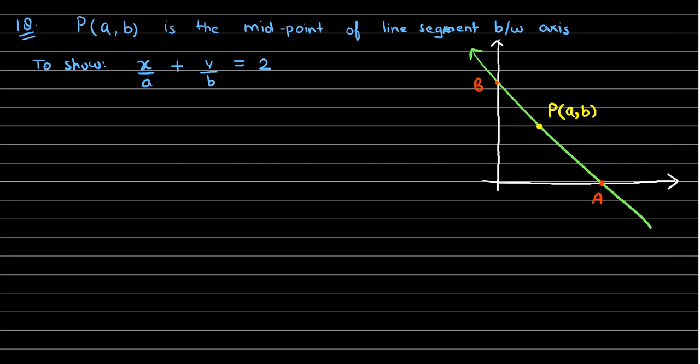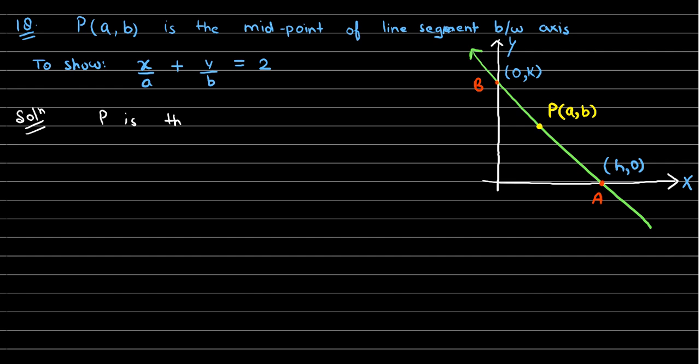So let's just start. For this case, I don't know the coordinates of point A or the coordinates of point B. For simplicity, since A lies on the x-axis, the coordinates of A are going to be of the form (h, 0). And what about point B? This is going to be of the form (0, k). So we have (h, 0) and (0, k), and the midpoint is (a, b) here.